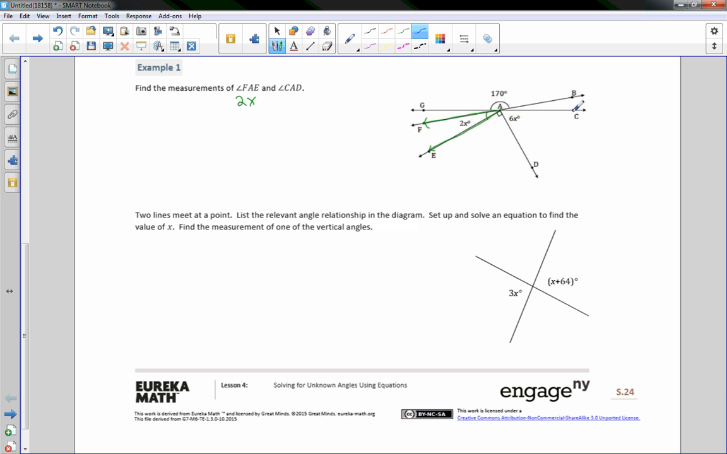The measure of angle CAD is right here. That is the angle CAD right here, and the angle CAD is 6x. So that's what we know so far. But if you look, we have a straight line right here. So everything on one side of it, every single angle adds up to 180 degrees.